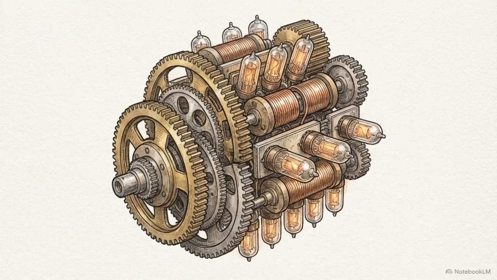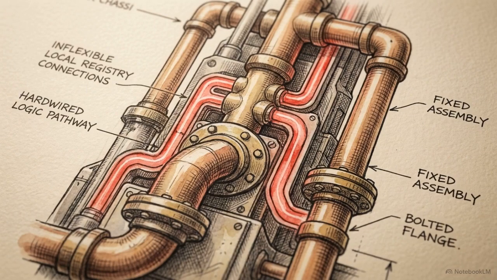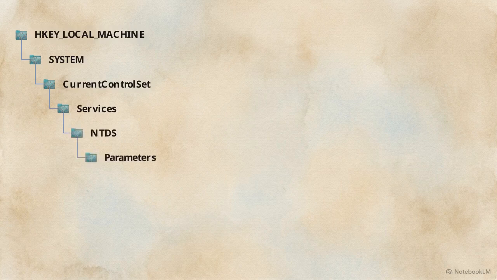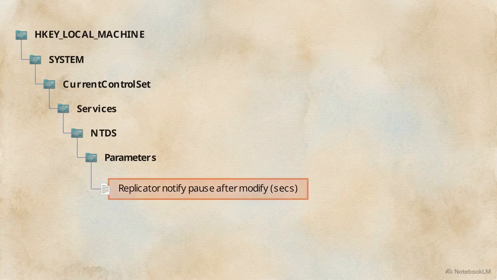These universal values were not stored in a shared database. They were hard-coded directly into the local registry of each individual domain controller. This diagram outlines the exact path where these legacy parameters are stored. Navigating through the local machine system settings, we drop into CurrentControlSet, then Services, down to NTDS, and finally into Parameters. Inside this directory, we isolate a specific registry entry, Replicator Notify Pause After Modify Secs.